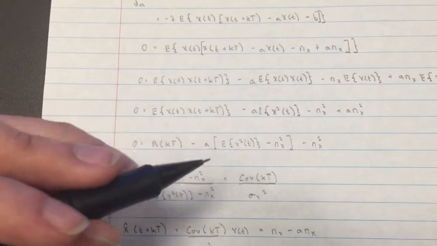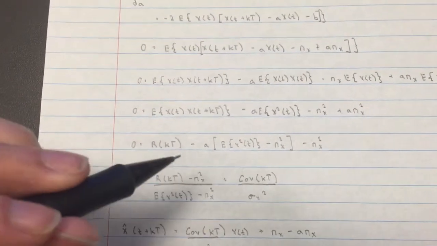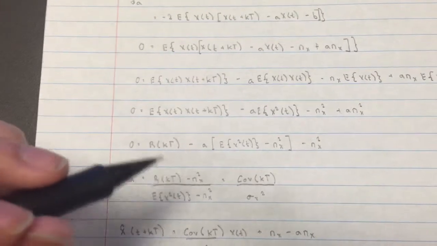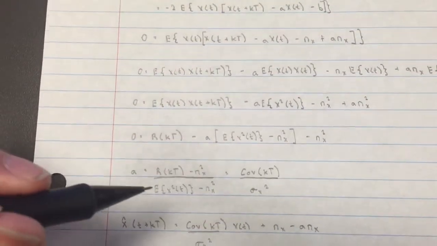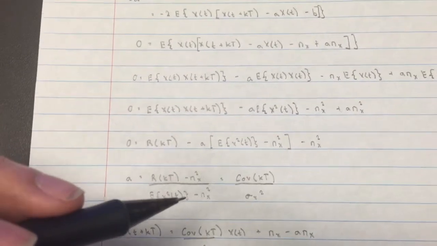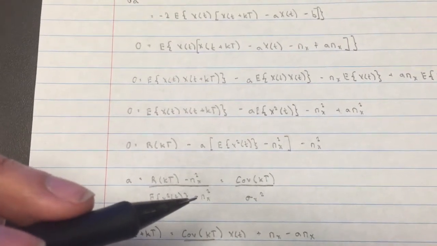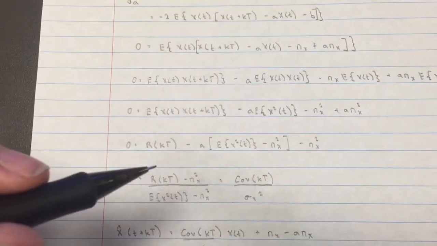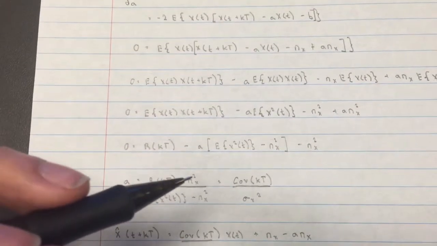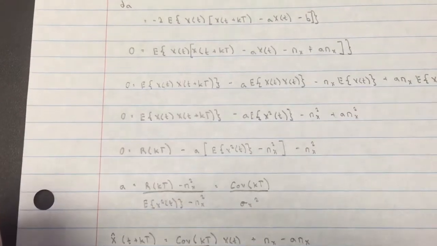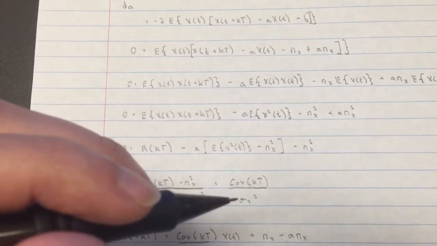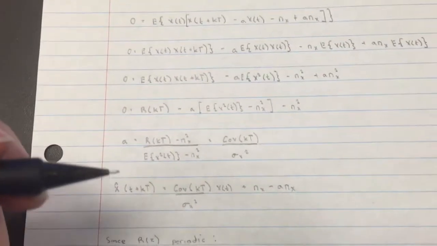So we can solve for a by moving this a over to the other side to make it positive, and then it'll be r of kt minus n of x squared, divided by this bracket here, the expected value of x squared of t minus n of x squared. And so what is r of kt minus n of x squared? It's simply the covariance of kt. And similarly, the bottom is simply equal to the correlation of x squared.